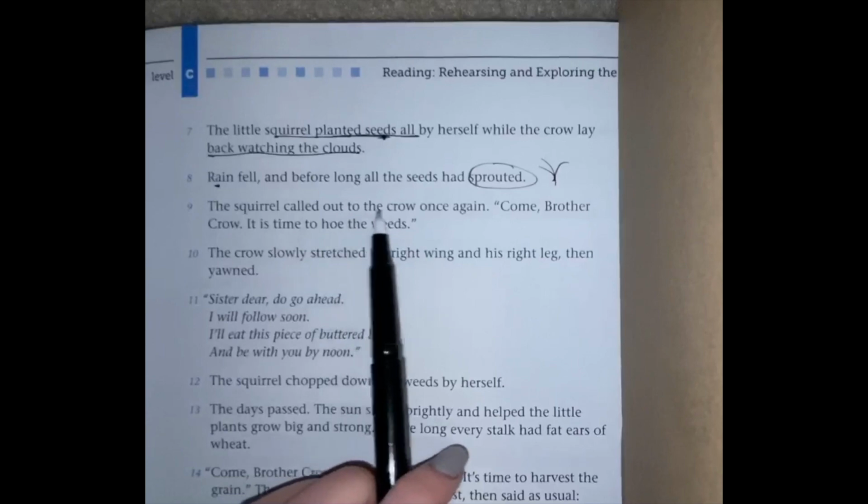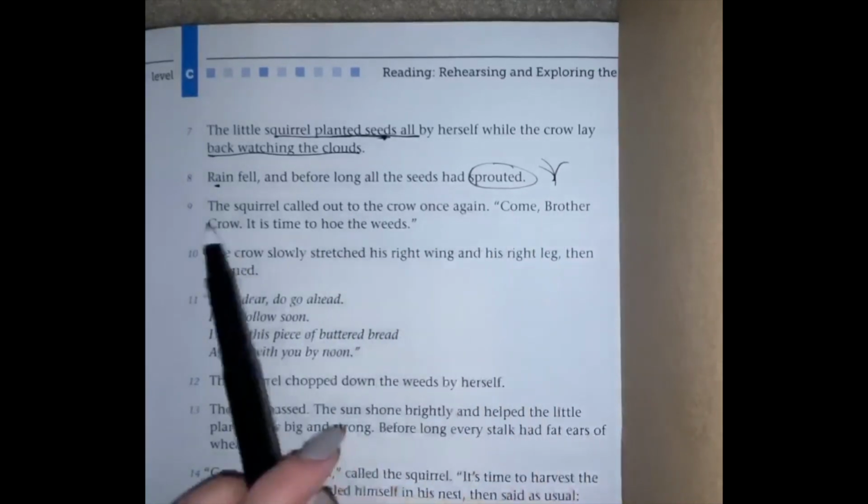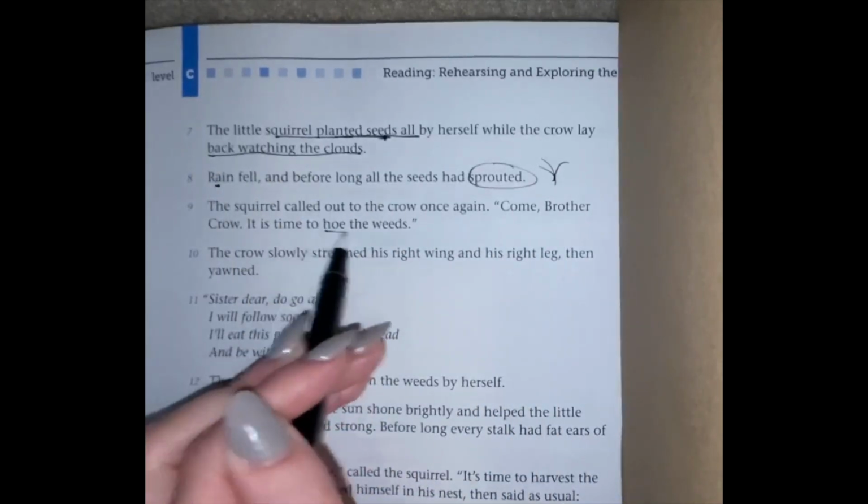The squirrel called out to the crow once again, "Come, brother crow, it is time to hoe the weeds."